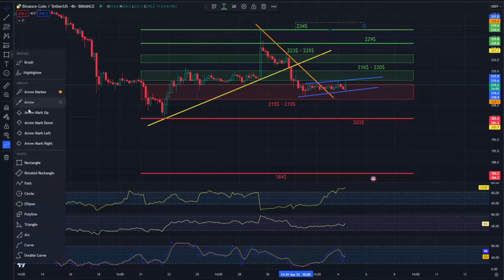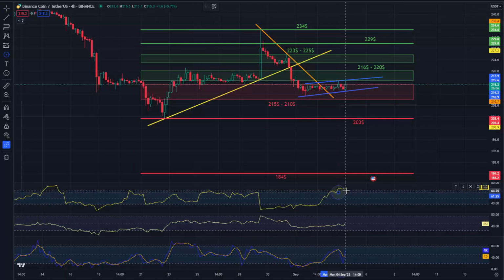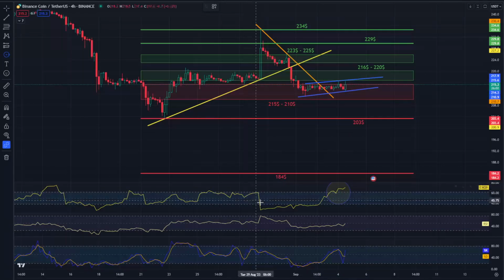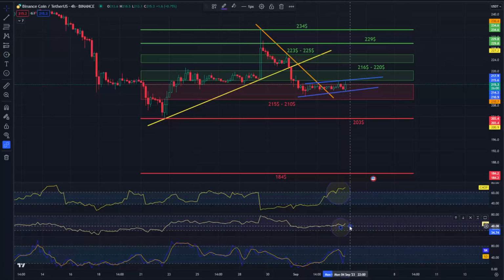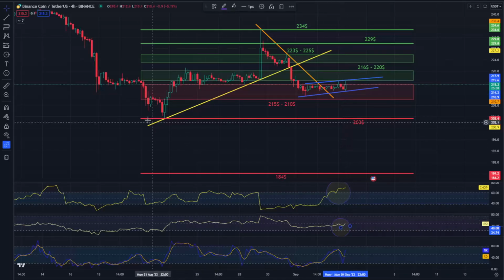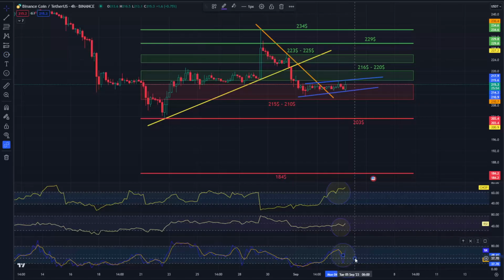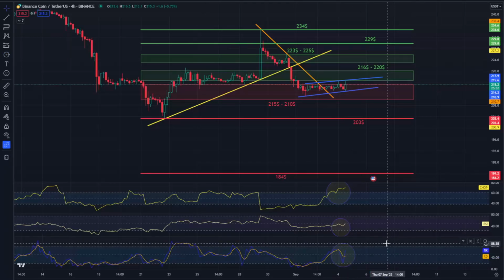The CHOP index indicates that there is a lot of energy to be used in the upcoming move. On the RSI, we are in the middle of the range, which makes it difficult to determine the direction. But the stock indicator indicates a rebound, which may push the price towards the resistance zone.